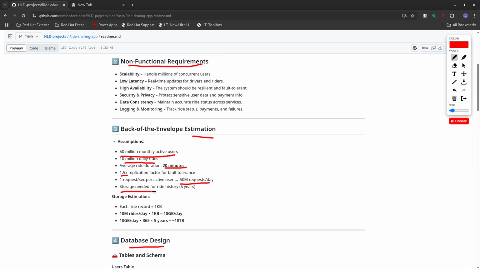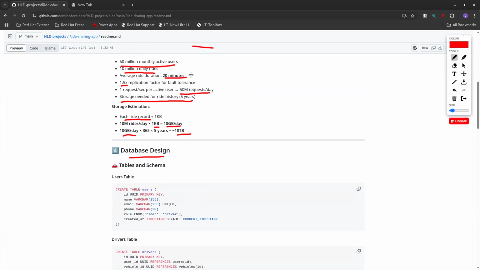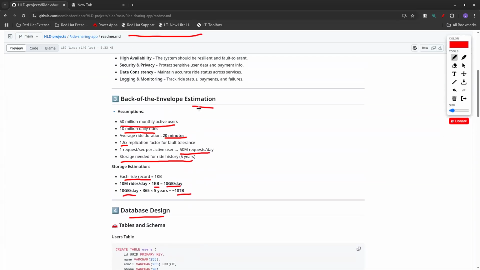And storage needed for ride history, for 5 years, so we also need the storage estimations. For 5 years, we can estimate each ride recorded at approximately 1 KB, with 10 million rides per day. Since we mentioned 10 million daily rides, at 1 KB each that's 10 GB per day. 10 GB per day over 5 years is approximately 18 TB we can expect. So this is the estimation we can calculate.